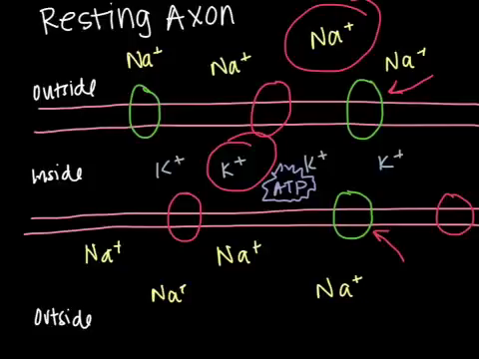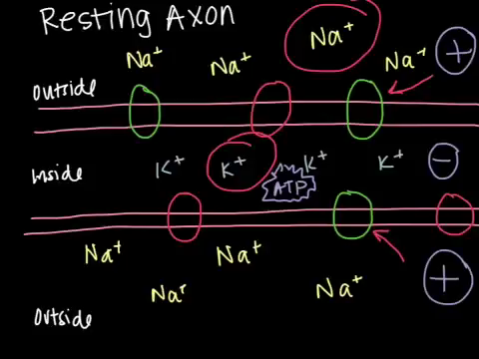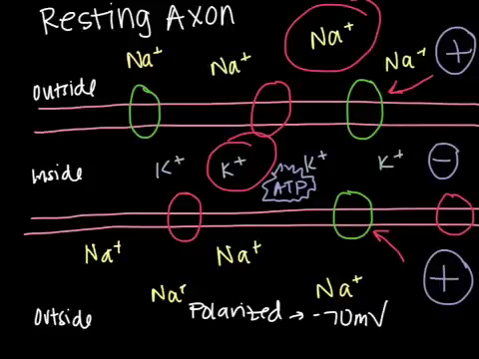There is a net charge across the axon membrane. The inside of the axon is more negative than the outside because there are more positive ions on the outside of the membrane. At resting potential, an axon is polarized and has a charge of negative 70 millivolts across the membrane.